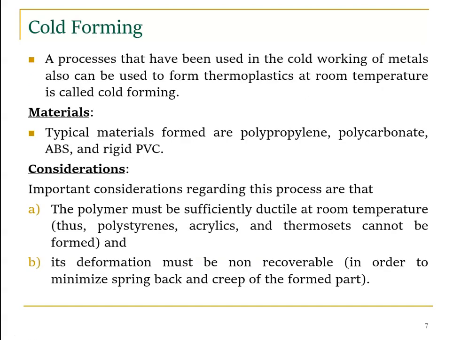The next process is cold forming. Processes that have been used in the cold working of metals can also be used to form thermoplastics at room temperature; this is called cold forming. Cold forming is similar to cold working, generally done at room temperature. We never increase the temperature of the material. Typical materials are polypropylene, polycarbonate, ABS (acrylonitrile butadiene styrene) and rigid PVC, polyvinyl chloride. These are some of the materials we can make with the help of cold forming.